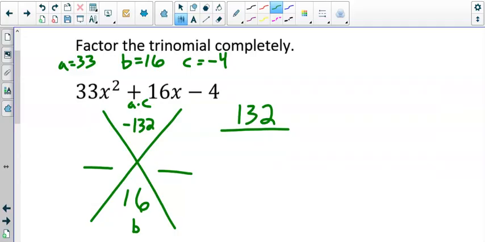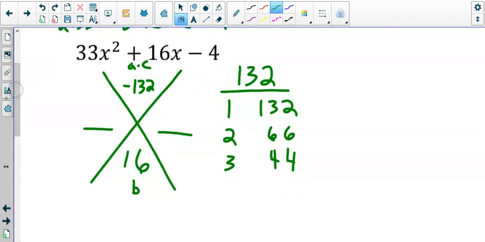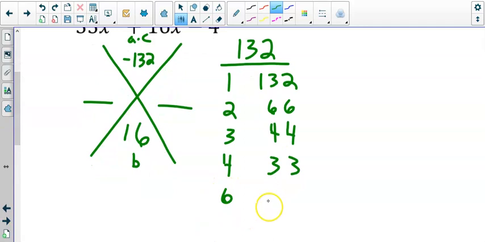So let's write those out real quick. We had 1 and 132. We had 2 and it was 66. 3 and 44. Did we have 4? Yeah, 4 and 33. I know 5 was not a part of it. 6 was, though. 6 and what? 6 and 22. And then it was 11 and 12. So somewhere in here is a way to get 16. How?